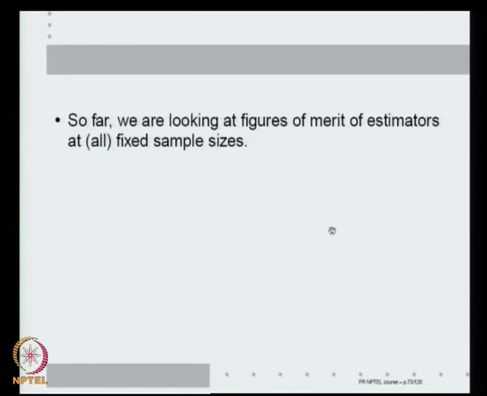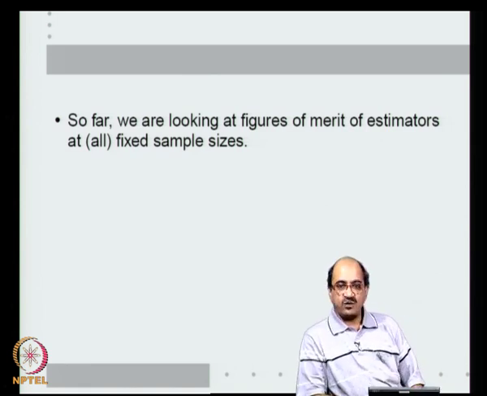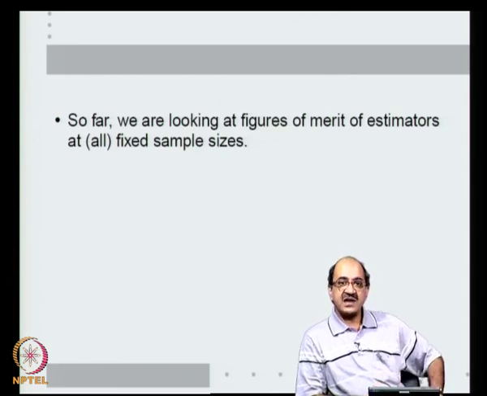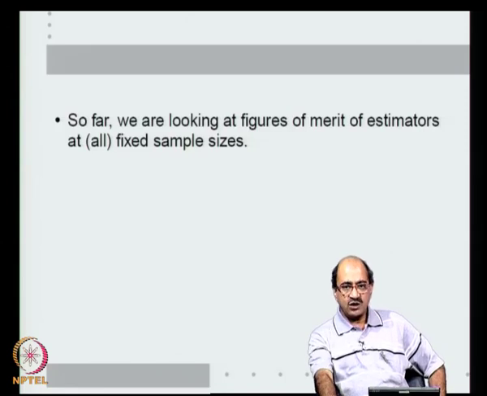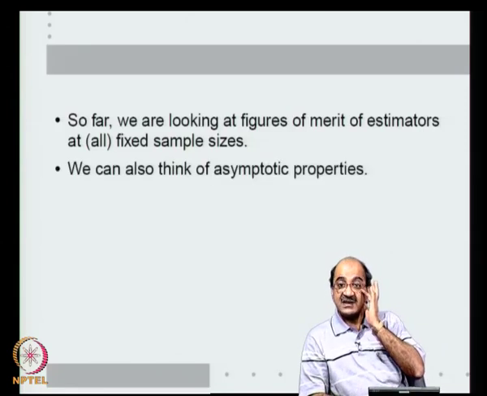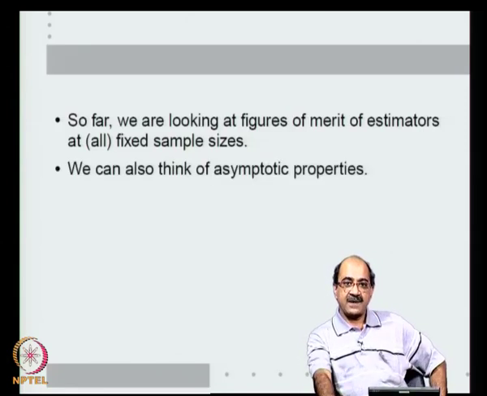Okay. So, let us look at some other properties. Everything that we looked at so far, we are saying for every single n something has to hold. Unbiasedness is that the expectation of theta hat n is equal to theta for all n. We are talking of UMVUE, once again minimum variance at all fixed sample sizes. Now, if we let go of that and only ask, as the sample size goes to infinity, is the estimator good, right? That is also a good way of looking at it. We can think of asymptotic properties of estimators.